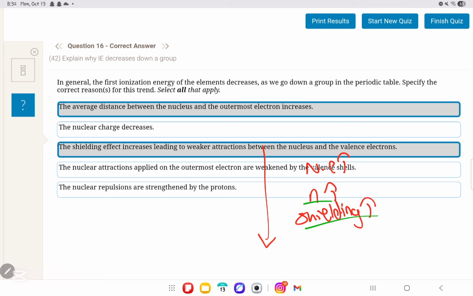So the average distance between the nucleus and the outermost electrons increases, and due to this, the shielding effect will lead to weaker attraction between the nucleus and the valence electron. So the nucleus and valence electron are farther apart, so they will have a weaker force. Thus, it's going to be easier for us to take it away from the nucleus. So that's why we say that it decreases as we go down the group.